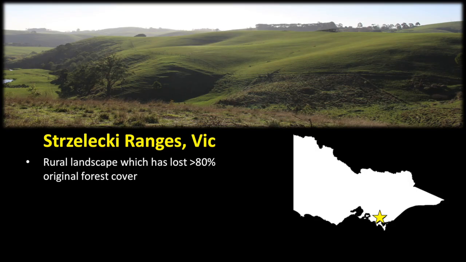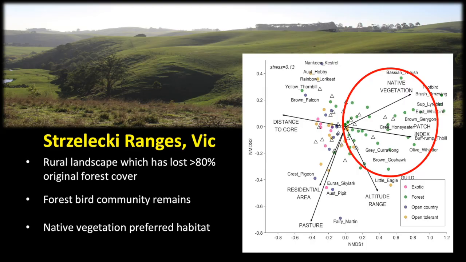Now, my research is located in my backyard, which is in the Strzelecki Ranges in Victoria. This is a rural region which has lost more than 80% of its original forest cover. Despite this significant loss of natural habitat though, we found that 46 species of the original forest bird community still remain within the region. Here is an NMDS ordination of the bird community found within each of my study landscapes, which are represented in the triangles.